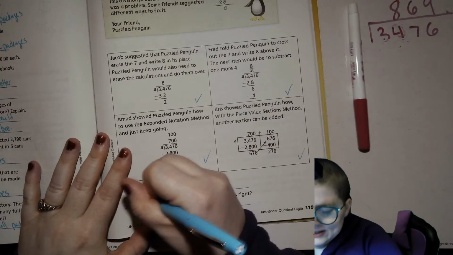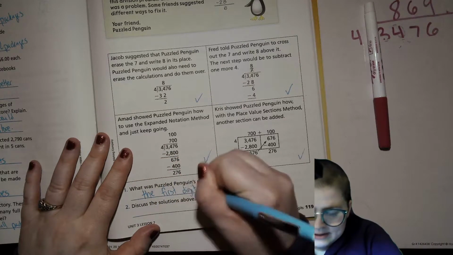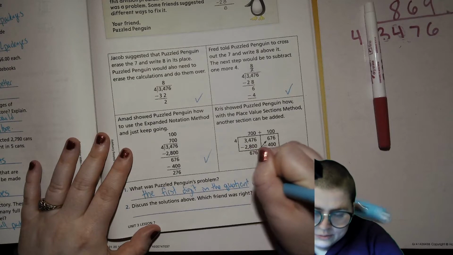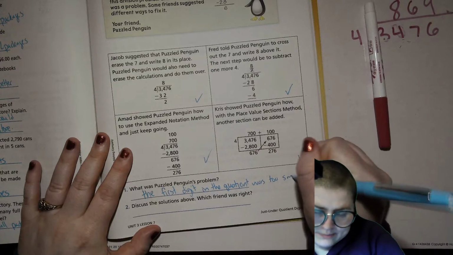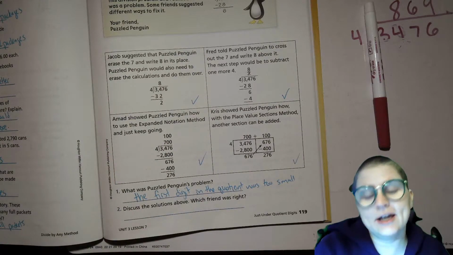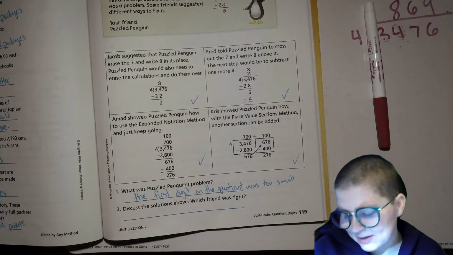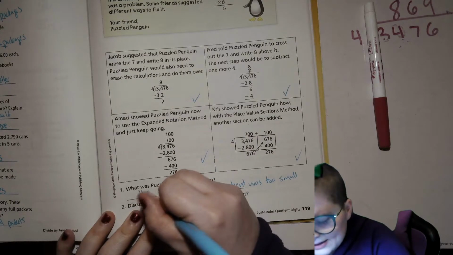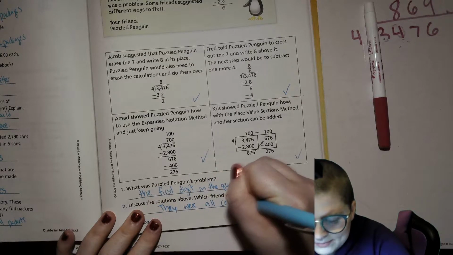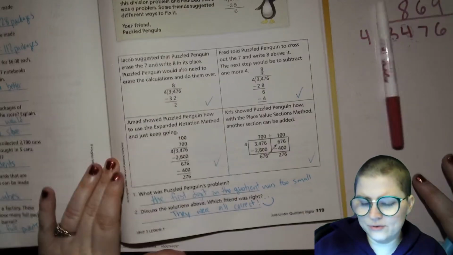Basically, the first digit in the quotient was too small. So what do? We made it bigger, right? We adjusted and added one more 100 in one way or the other, and then we ended up getting the right answer. So then, which friend was right? They were all correct. How nice. How lucky is he to have 4 helpful friends like that?